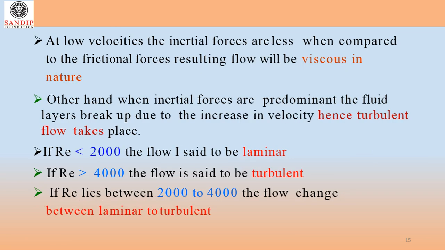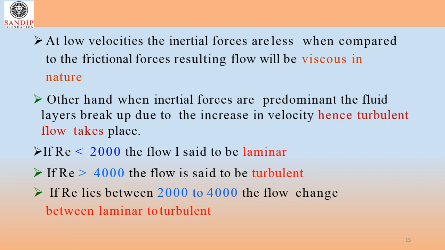Next, at low velocity the inertial forces are less when compared to the frictional forces, and this will result in what? Viscous nature of that fluid. On the other hand, whenever the inertial forces are predominant, the fluid layers break up due to the increase in velocity, and hence we will observe turbulent flow.